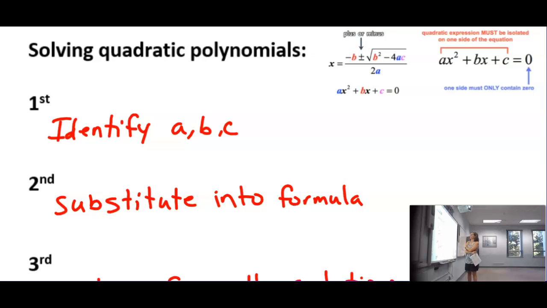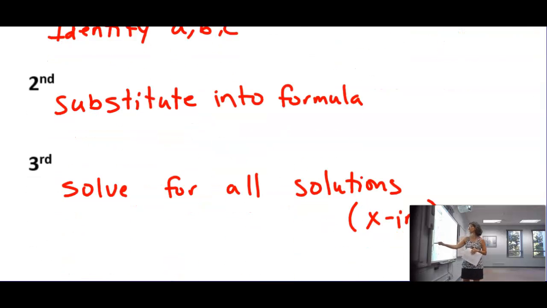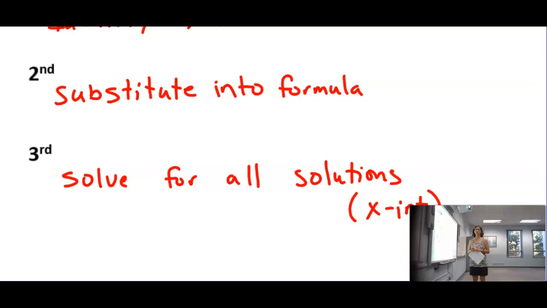Okay? So our first step is identify our A, B, and C, substitute it into our formula, then solve for all of our solutions or our x-intercepts, plug and chug. Plug in the numbers, chug out an answer.